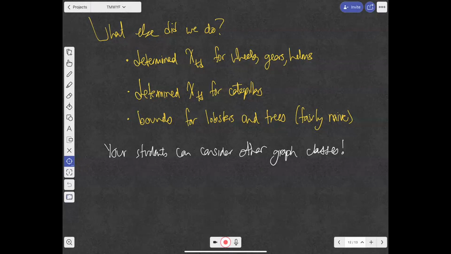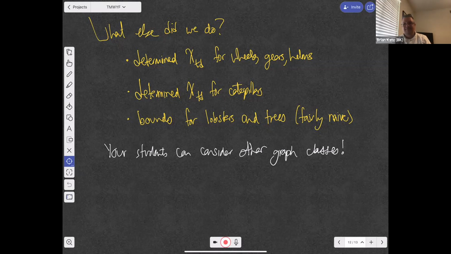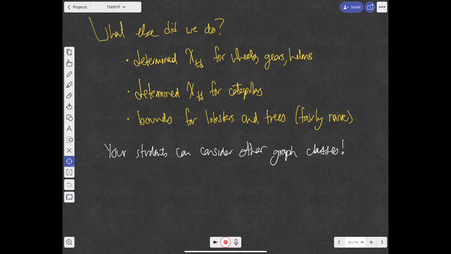And then she also got bounds for lobsters and trees. Those bounds were fairly naive, based on what we had done for stars, and they didn't go very much beyond that. So definitely open problems: you can consider other graph classes for sure. So that's another thing you can do, right? The first one was to combine different types of graph labelings in ways that hadn't been done before. You can go and take this one and run with it.